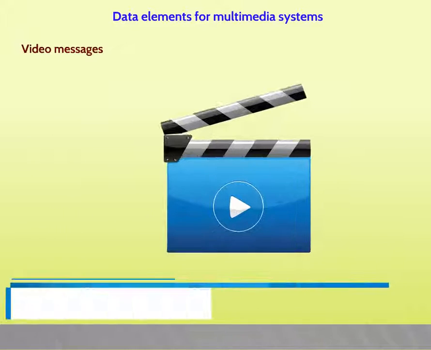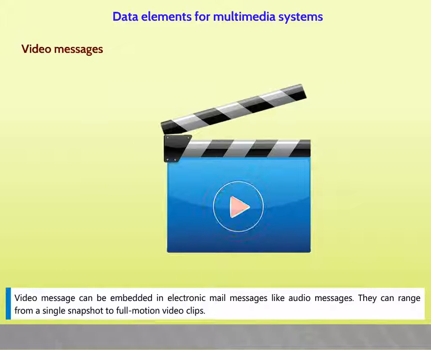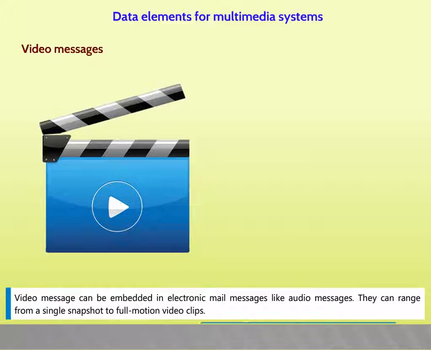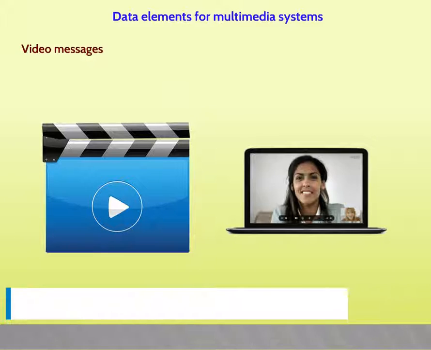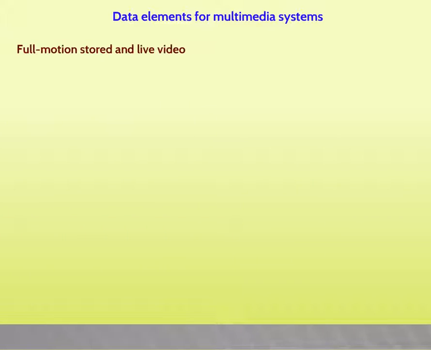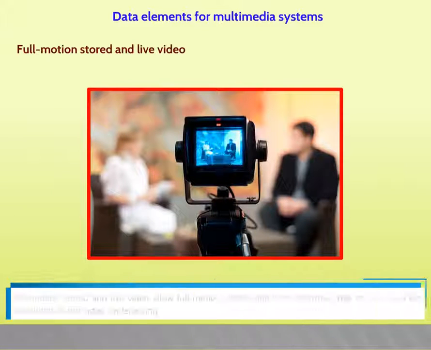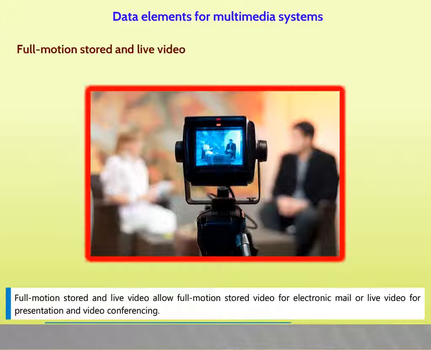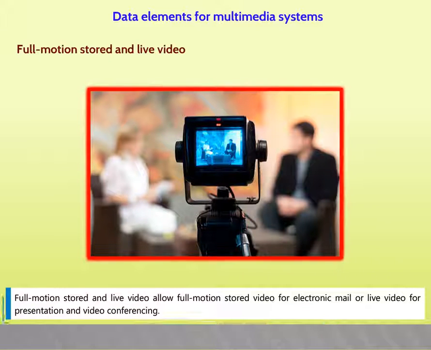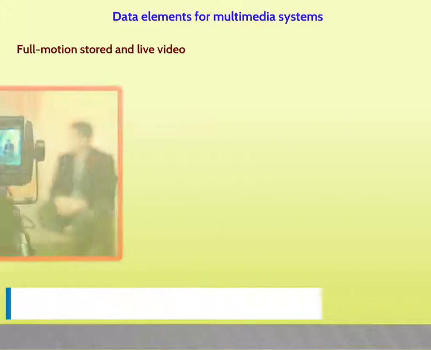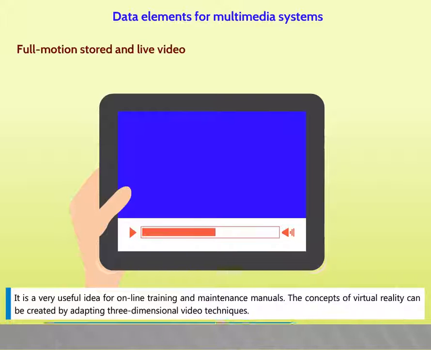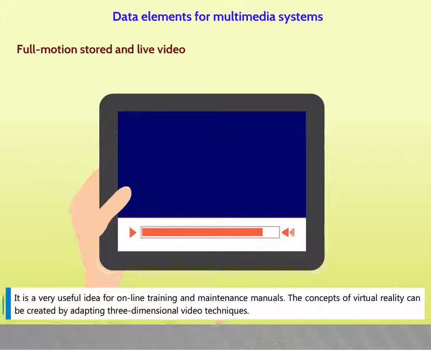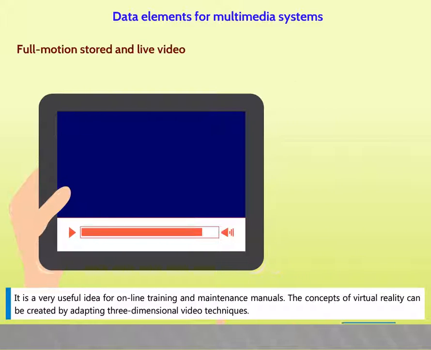Video messages. Video messages can be embedded in electronic mail messages like audio messages. They can range from a single snapshot to full motion video clips. Full motion stored and live video. Full motion stored and live video allow full motion stored video for electronic mail or live video for presentation and video conferencing. It is a very useful idea for online training and maintenance manuals. The concepts of virtual reality can be created by adapting three-dimensional video techniques.